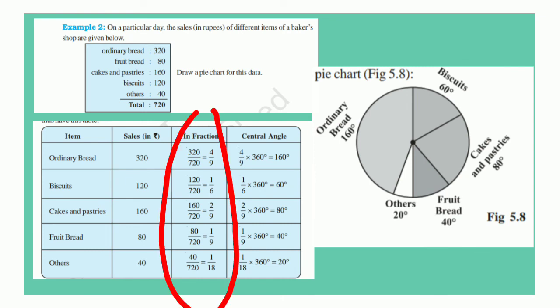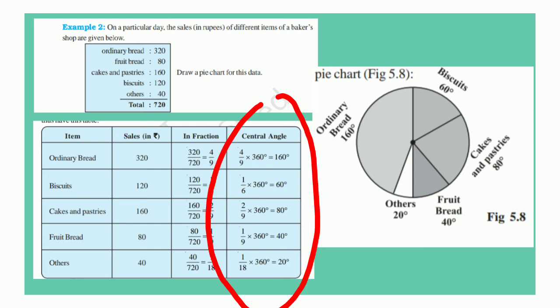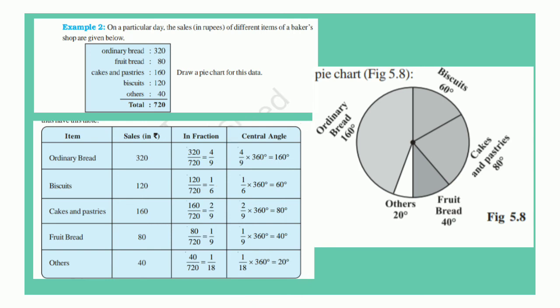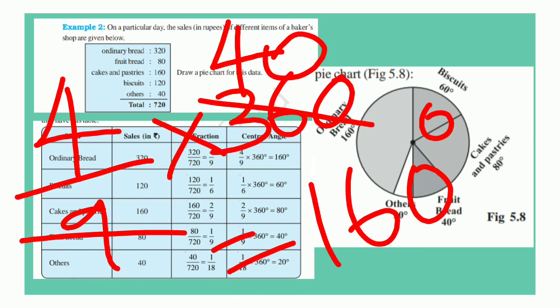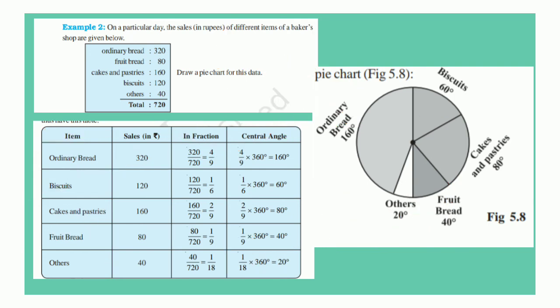The last column is very simple. You will get one fraction. That fraction is multiplied by 360 degree, and you will get the data directly in degrees. That is 4 by 9 into 360 is equal to 160 degree. 1 by 6 into 360 is equal to 60 degree, and so on.